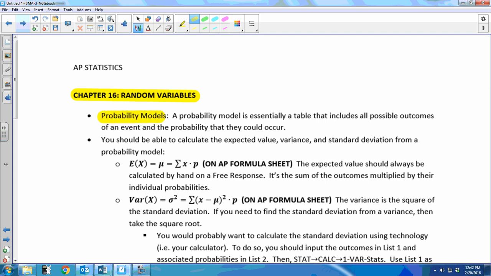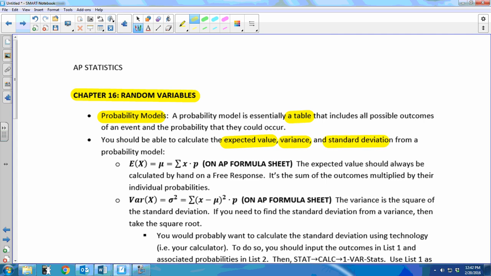The phrase probability model is just a fancy way to say make a table. The table includes all the possible outcomes of the event and the probability that each of those would occur. We did a lot of those in chapter 16. Based off of the model, you should be able to calculate the expected value, which is just the mean, the variance, and standard deviation.